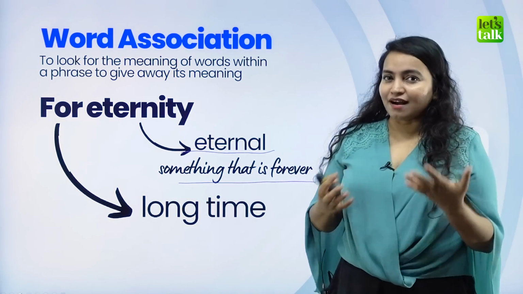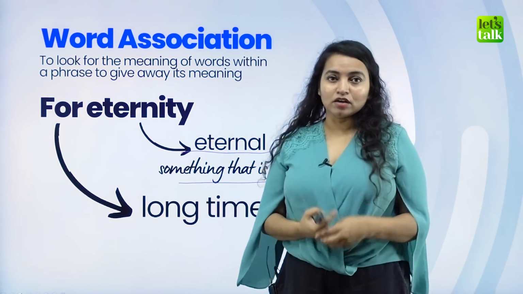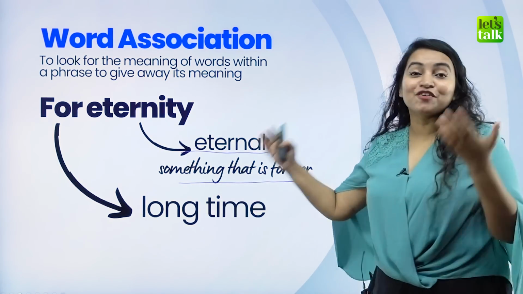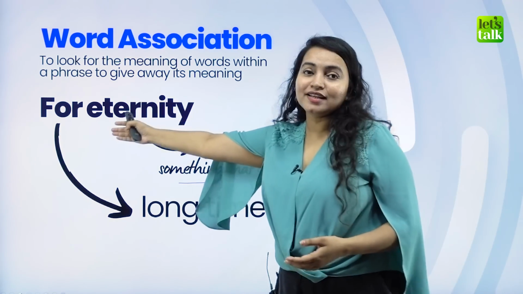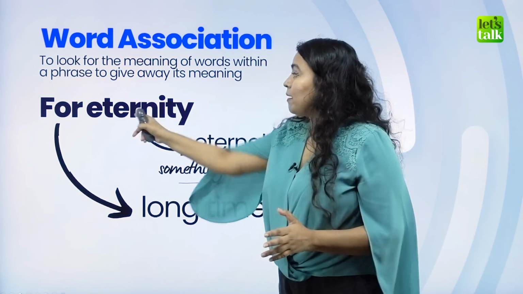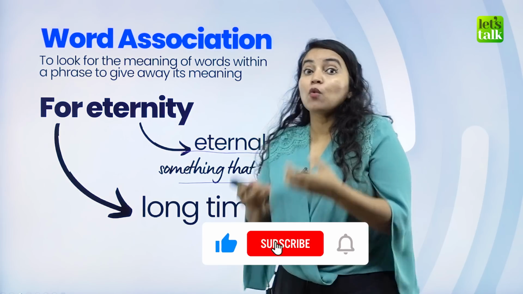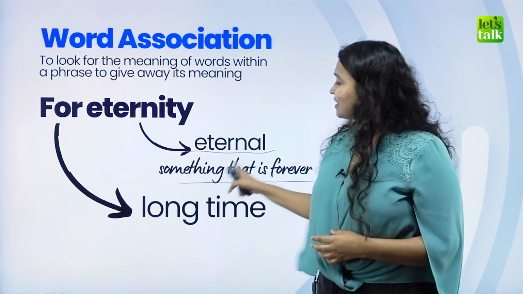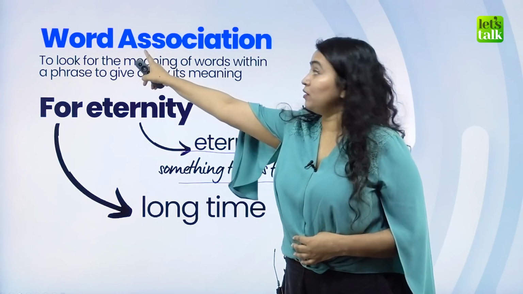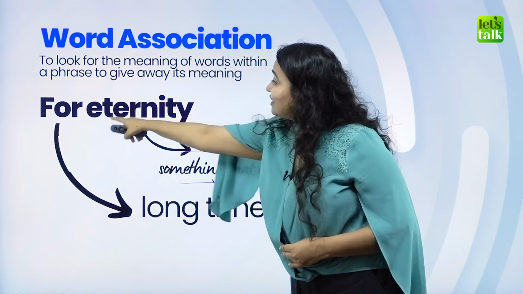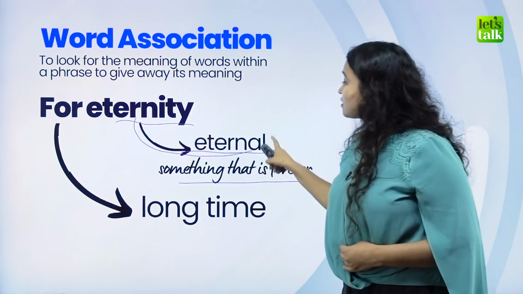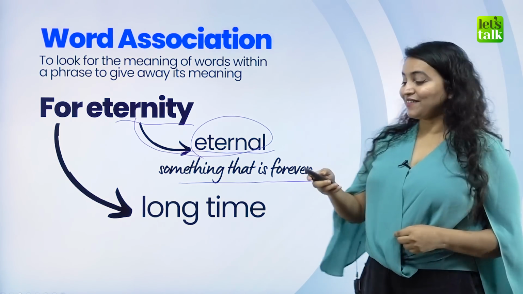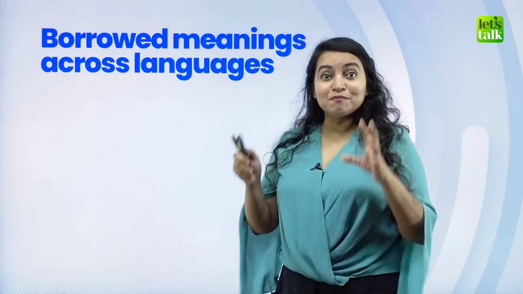So sometimes when you are sarcastic, what do you say? You say, hey, I'm not going to stand here for eternity. It basically means I am not going to stand here for a long time. Okay, so for eternity is a great phrase to use, but if you don't know what it means, or if you want to use it but you are not sure whether you're using it correctly, try guessing the word association, which is the meaning of the word inside of this phrase. So eternal is the word that is inside the phrase, which gives you a clue to the actual meaning. Okay, all right then, let's look at some more techniques.